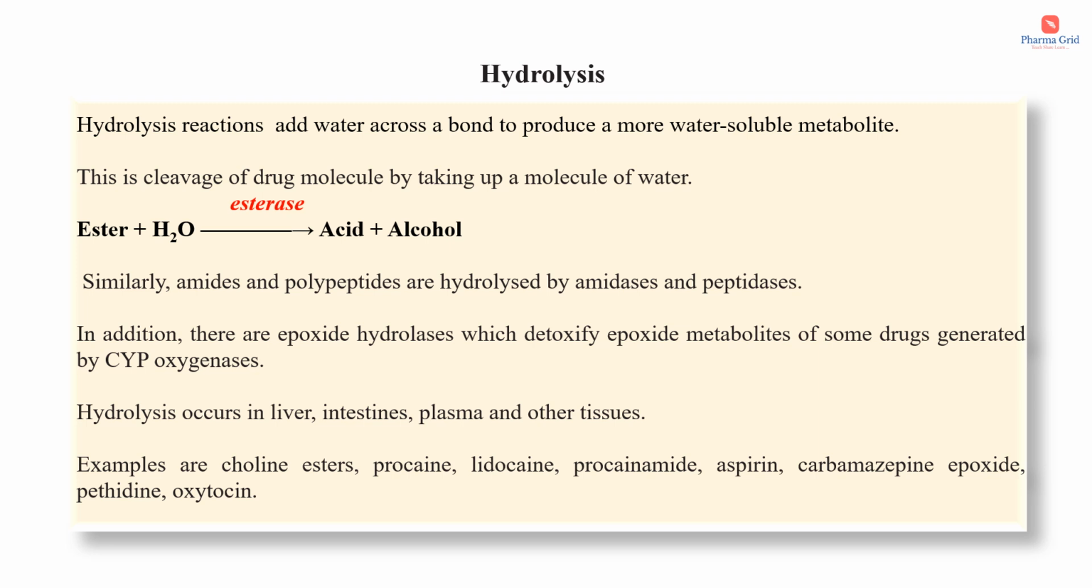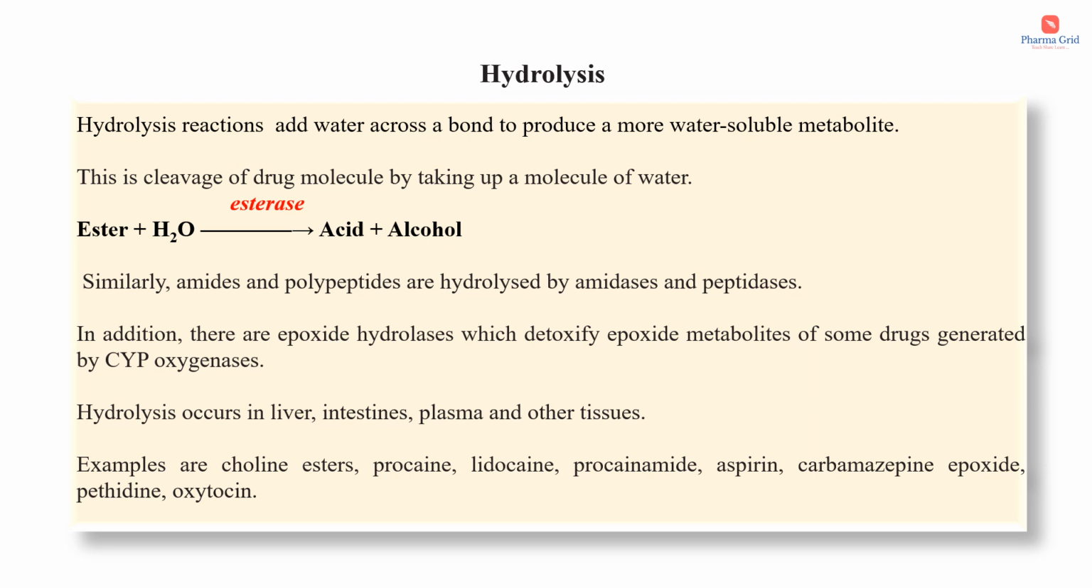Next phase 1 reaction is hydrolysis. Hydrolysis reactions add water across a bond to produce a more water-soluble metabolite. It is the cleavage of drug molecule by taking up a molecule of water, that is ester plus water in the presence of esterases. It will form acid plus alcohol. Similarly, amides and polypeptides are hydrolyzed by amidases and peptidases.